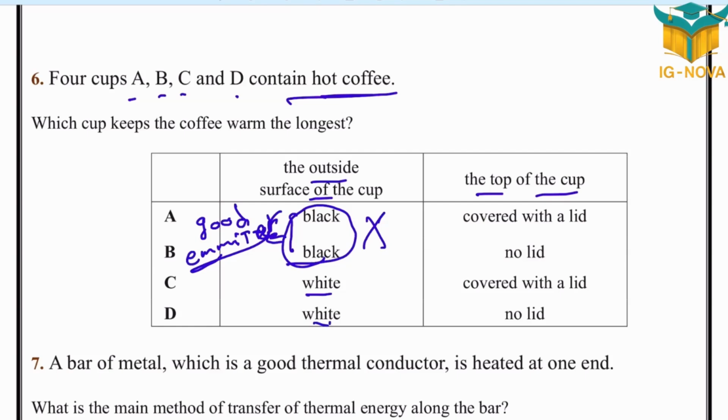Why? Because white is not a radiator, it is a reflector. It will reflect. That means it will not emit. For that, I'll go for C or D. Covered with a lid or no lid? It must be covered with a lid to keep it warm for so long, so I'm going to go for C.